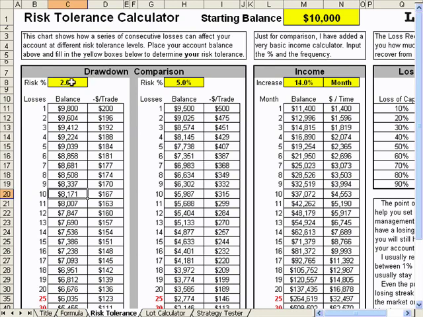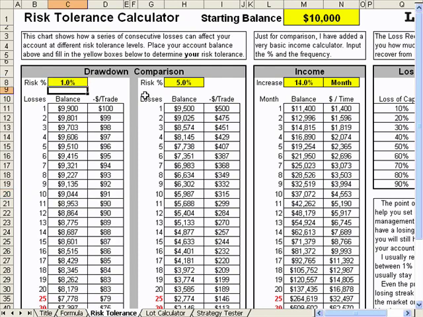If we look at the comparison between 2% and 5%, okay, let's go to 1% and 5%. At 1%, with a $10,000 balance, we're risking $100 per trade, and at 5%, we're risking $500 per trade. If we have 10 losses in a row at 1%, we still have more than 90% of our account. At 5%, if we have 10 losses in a row, we still have almost 60% of our account left. Quite a bit of difference between 1% and 5%.